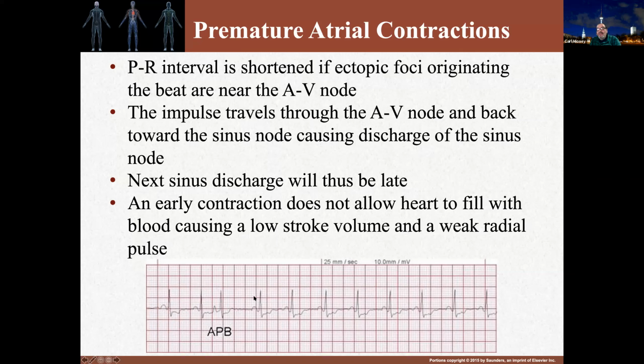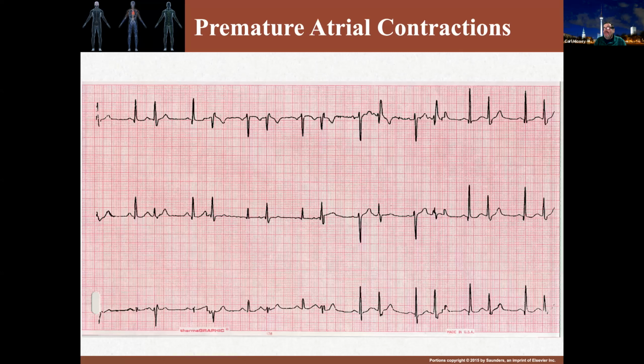This early contraction, of course, is going to cause a decrease in the cardiac output because I've had much more limited time to fill the ventricle. These are usually caused by stress and stimulants like, again, coffee, nicotine, alcohol. They may also be caused by some underlying cardiac conditions like hypertension, valvular disorders, or previous MIs.